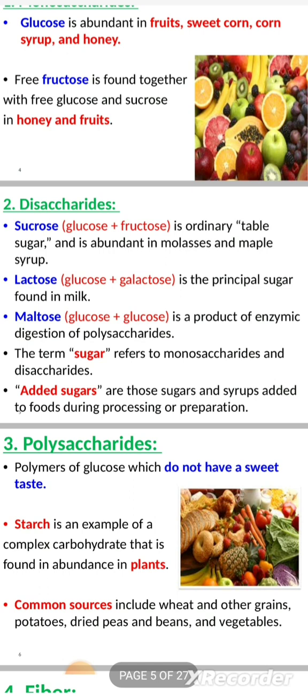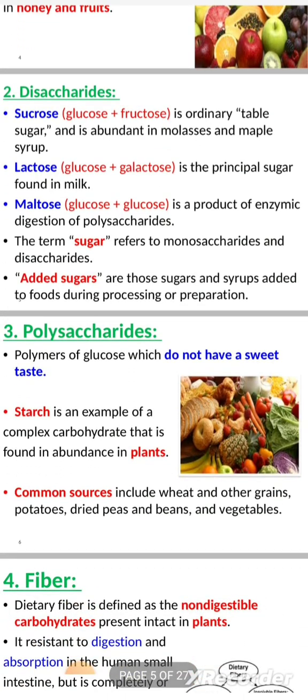And we know that monosaccharides and disaccharides are sweet, while polysaccharides are not sweet. Of the polysaccharides, mainly we talk about starch and glycogen, and polymers do not have a sweet taste. Starch is an example of complex carbohydrates found in plants, while glycogen is the storage form of carbohydrate in animals.